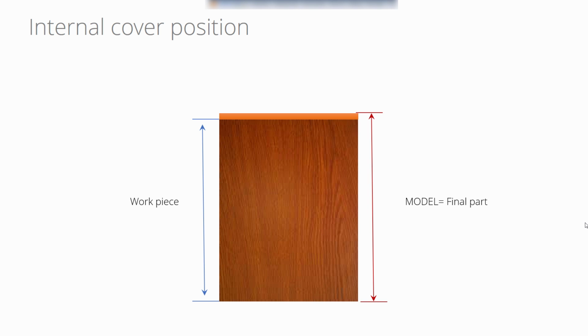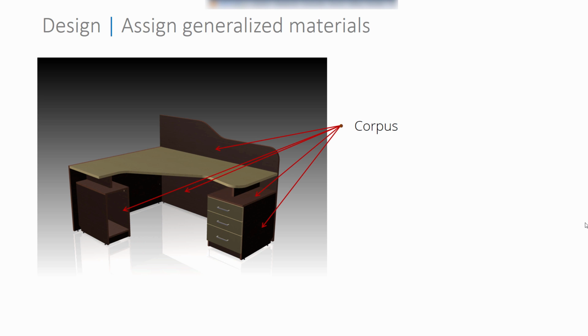Okay, so now let's speak a little bit more about the material assignment, and we will start from the conception. We suggest to split material assignment into stages: the design stage as well as the bill of material calculation stage. On the design stage we can assign generalized materials like corpus materials and facade materials, for instance, as you can see on this picture. So we don't know yet what material exactly will be used for the body panels as well as for the facade. It's unknown at this moment.